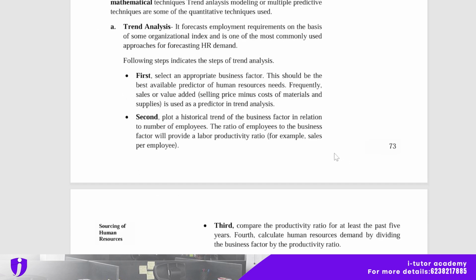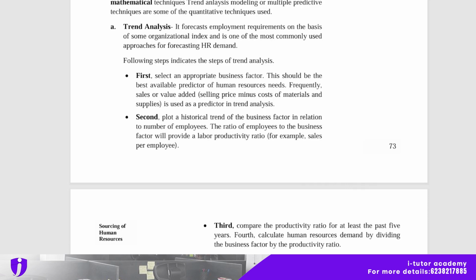Trend analysis. It forecasts employment requirement on the basis of some organizational index and is one of the most commonly used approaches for forecasting HR demand. The following are the steps of trend analysis. First, select an appropriate business factor. This should be the best available predictor of human resources needs. Frequently, sales or value added, selling price minus cost of material and supplies, is used as a predictor in trend analysis.